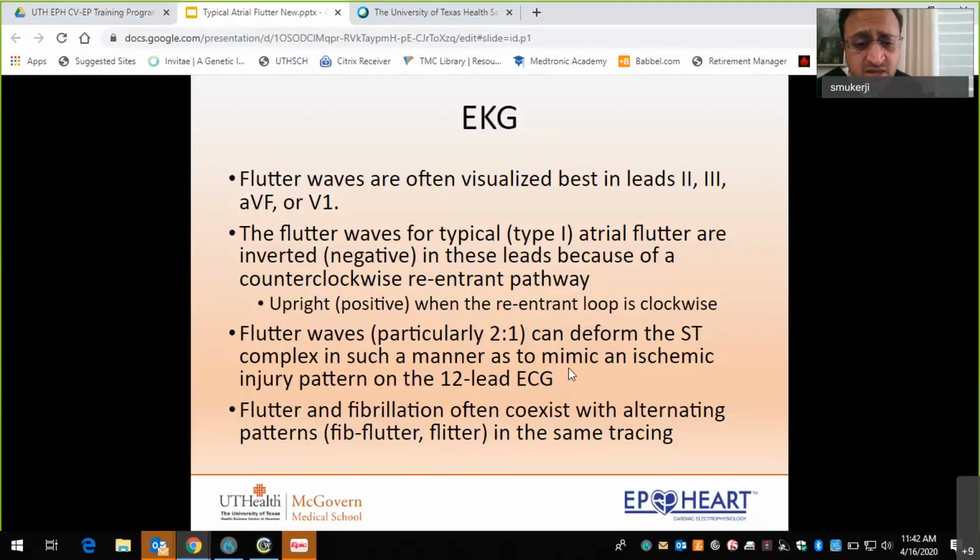We also talk about these ST changes. Again, I don't think you need to be bothered about those, but as a physician, when we see that, sometimes it can mimic an ischemic event. And that's something we tell the patient: if they've not had a stress test or something, we always get that done.